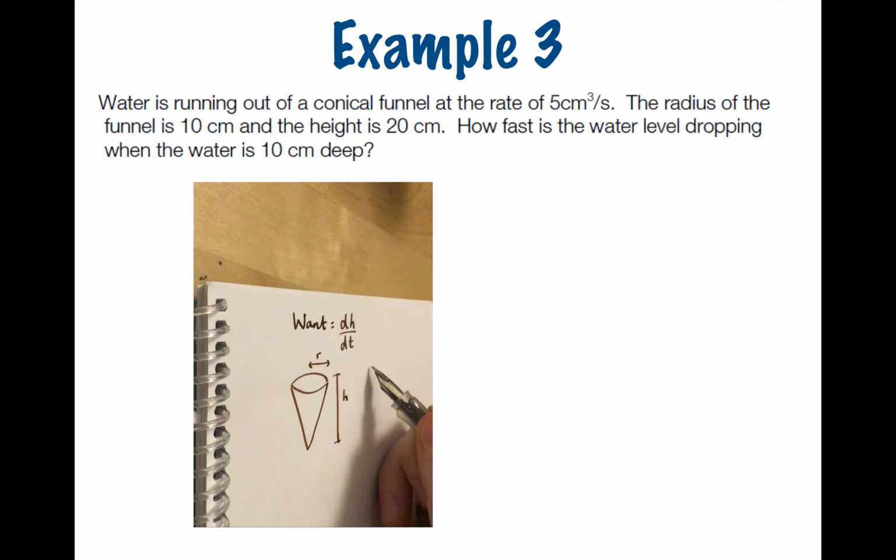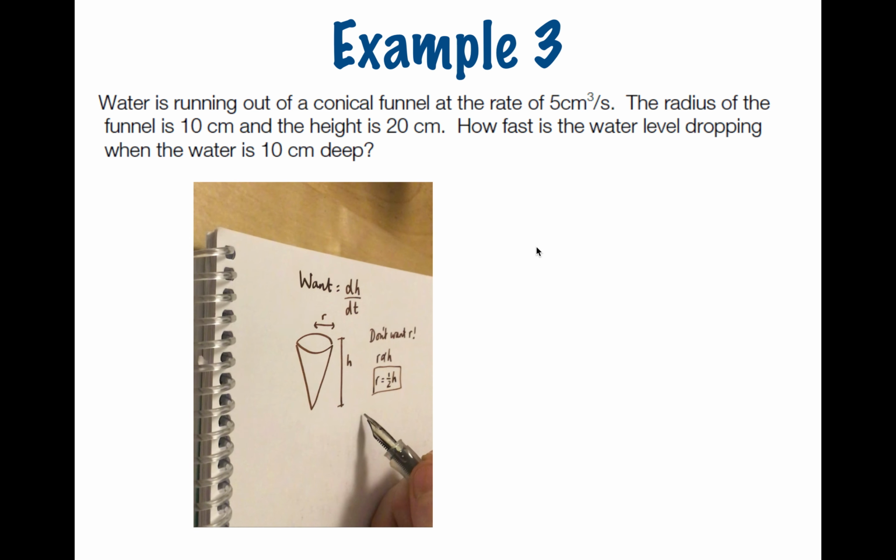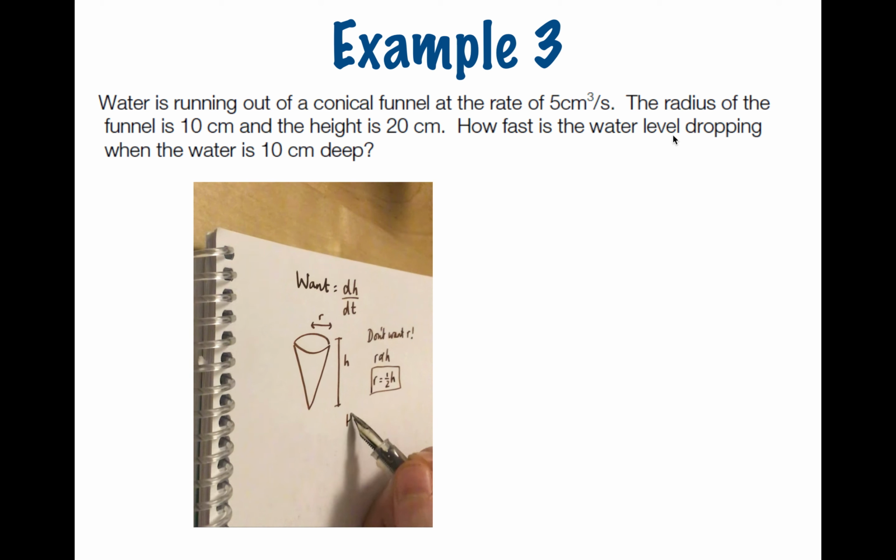I've got a cone. Now the radius and the height are linked. We're told the radius is 10 and the height is 20, and they're always going to be proportional, and it's linear proportion. So I know that the radius is equal to half of the height. I'm not interested in the height. I'm not interested in the radius. I'm interested in the water level, and I'm interested in the volume.